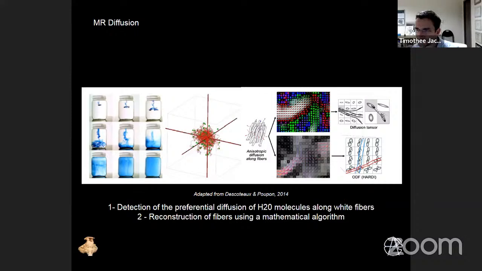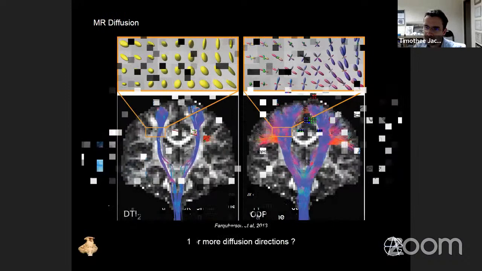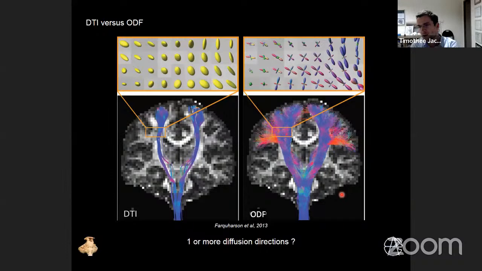And after that, there are different mathematical algorithms that you can apply to reconstruct the trajectory of the white fibers. First point, the tractography is evolving because it was developed at the beginning of the 21st century, in the two thousands. At the beginning, it was all about DTI, which is tractography based on the diffusion tensor. And the diffusion tensor is able to depict only one orientation of white matter fibers.